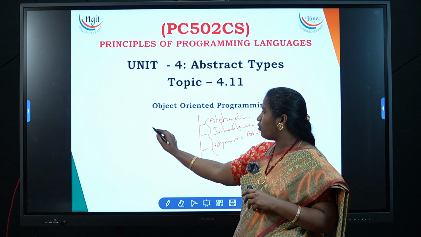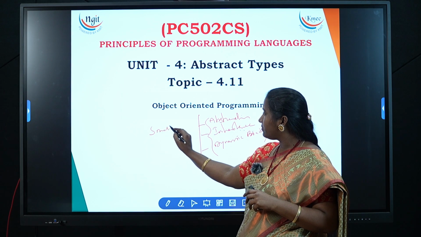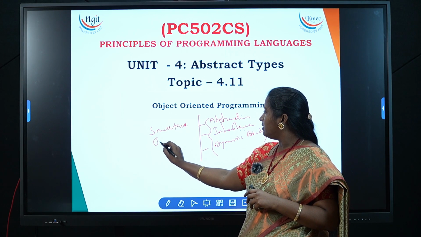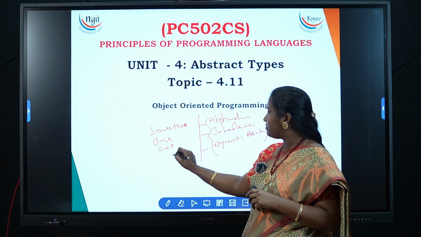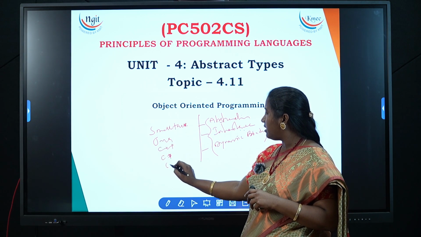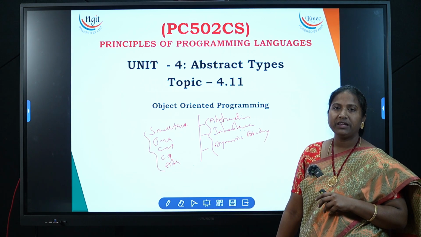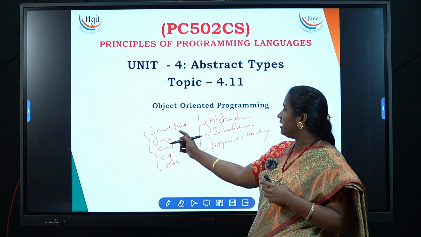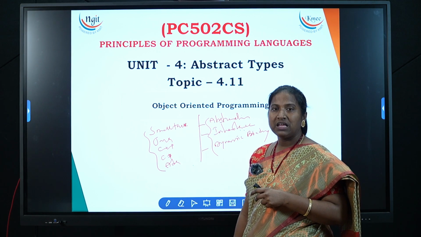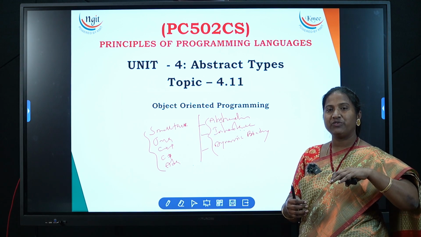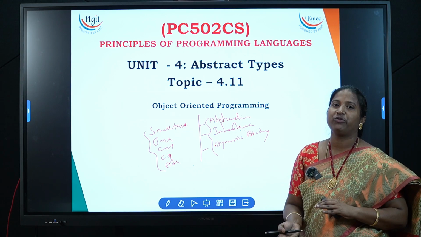In this list, there are a few languages which satisfy these three parameters. Those languages are what? Smalltalk and Java, C++, C#, Ada. These are the object-oriented programming languages. So I wrote Smalltalk here as the first language. It doesn't mean that only Smalltalk is the first language to have object-oriented features.